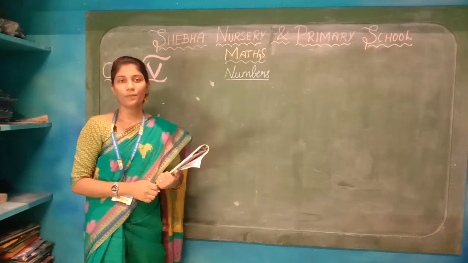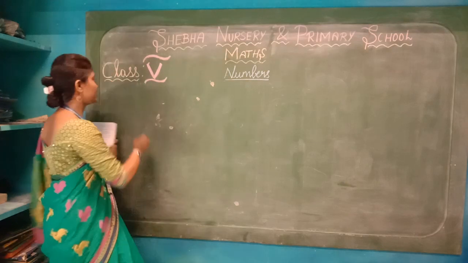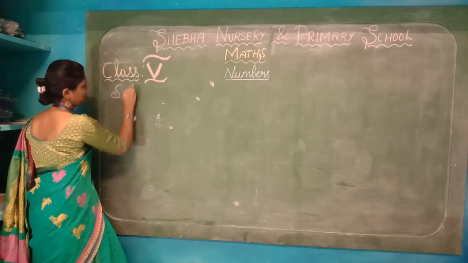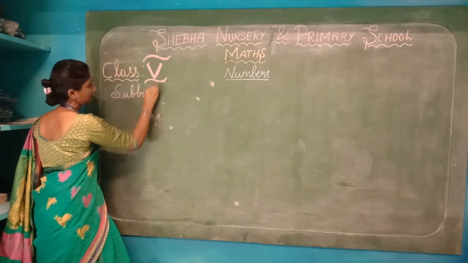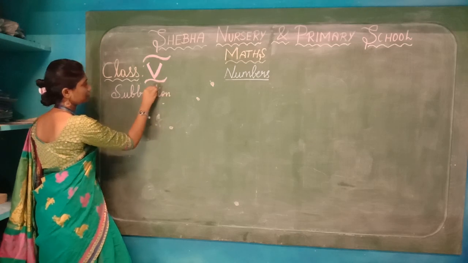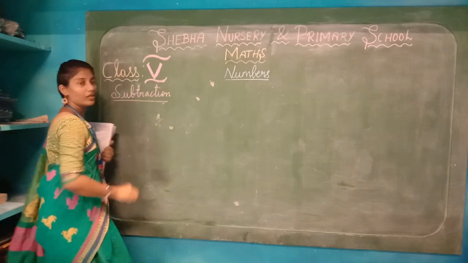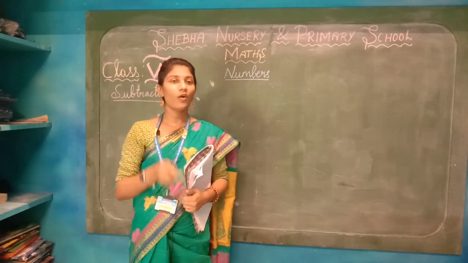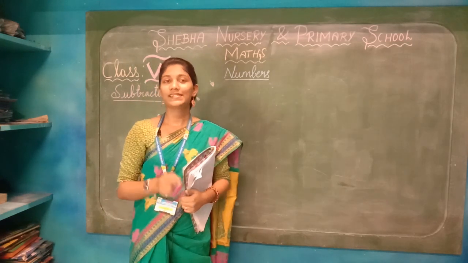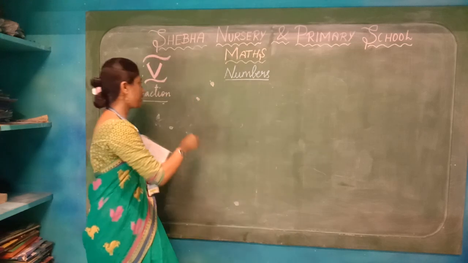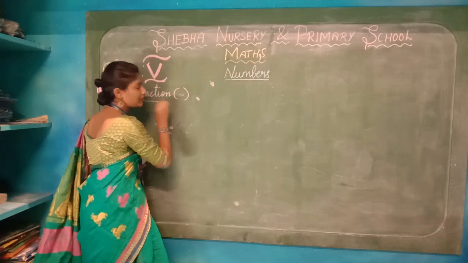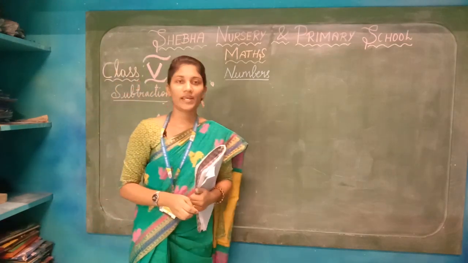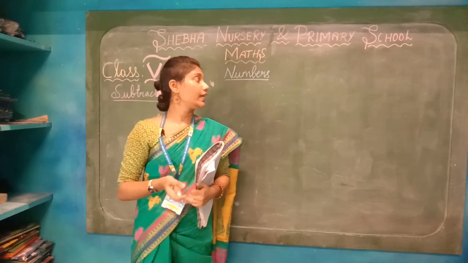Next topic is subtraction. What children? Subtraction. What is subtraction, children? Subtraction is the difference between only two numbers. The symbol of subtraction is minus. So put the minus symbol. Okay children, and then move to the next one.